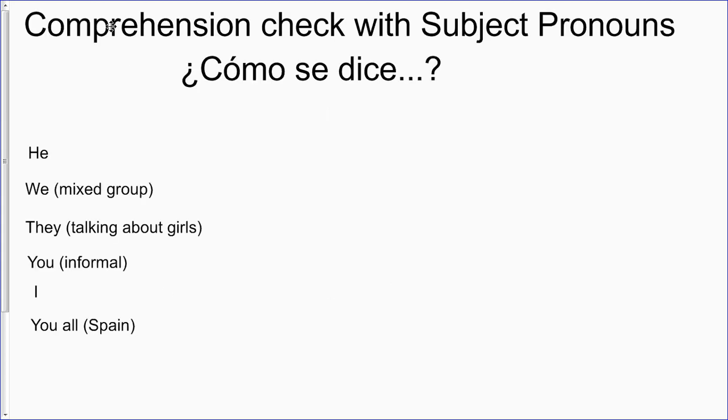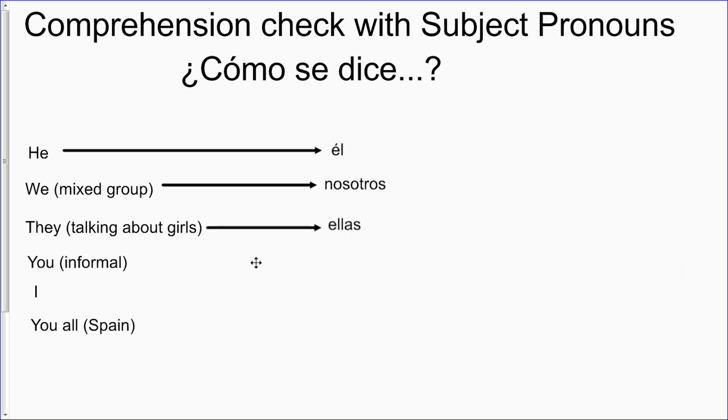So let's just check that we understand subject pronouns. How would you say he in Spanish? The word for he in Spanish is él. How would you say we in a mixed group of both boys and girls? The word we would use would be nosotros. What if I was talking about a group of girls and I wanted to say they, like they are tall? The correct word is ellas.